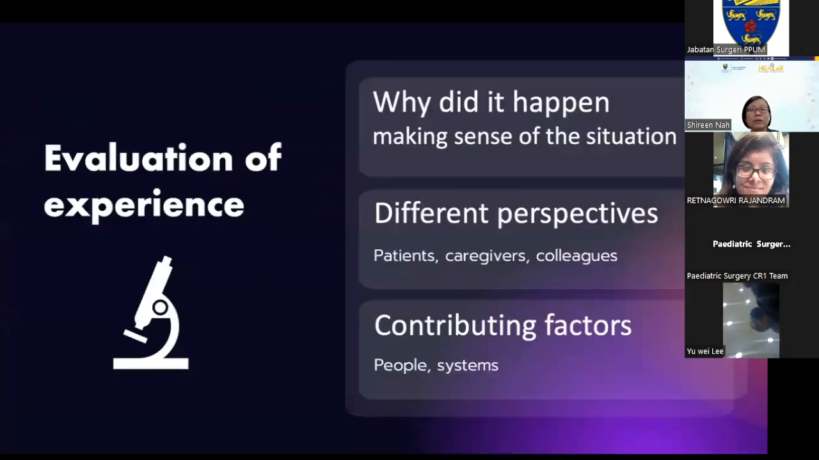So next, evaluation of experience. Why did it happen? What are the different perspectives we can consider and what are the contributing factors? So then we're talking about your evaluation. Maybe you jumped ahead just now. So what's your evaluation of the experience, now that you're looking back? You have time to think about it. You're not there listening to the parents make weird accusations. You're not listening to them showing you research papers that are out of date. So now looking back, what do you think?